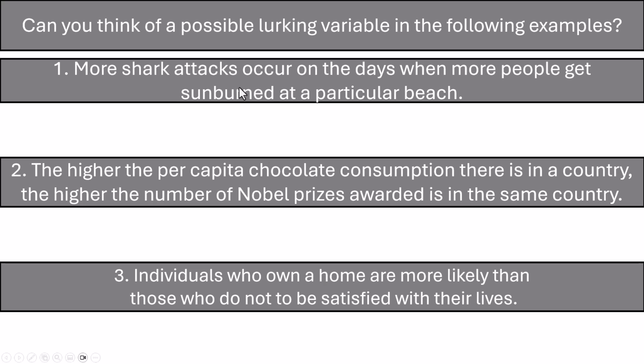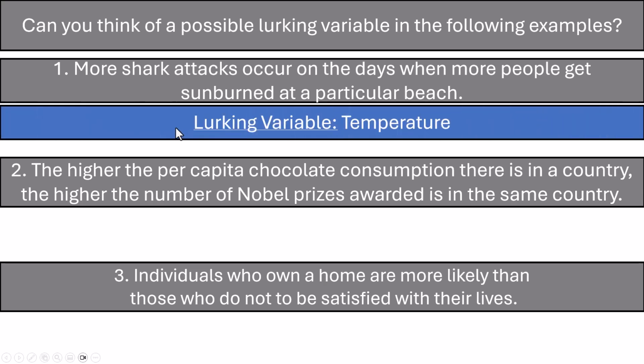Number 1 says more shark attacks occur on the days when more people get sunburned at a particular beach. So is there some kind of relationship between sunburns and shark attacks? Well, not directly. There's probably something else that's impacting both of these things. And probably that would be the number of people who are at the beach, which is also influenced by maybe temperature. So if you have a higher temperature, then that's going to influence more people to be at the beach, which is also going to influence more people to get sunburned and also possibly influence the number of shark attacks. So one possible lurking variable could be the temperature.